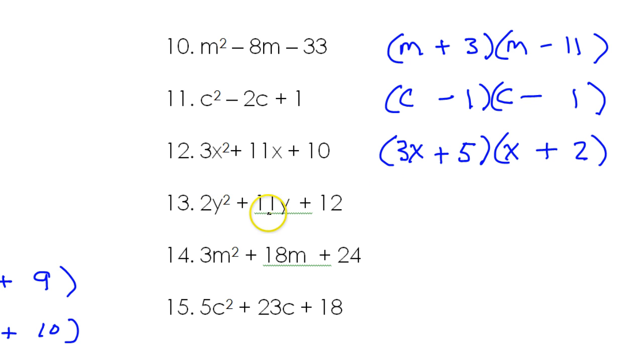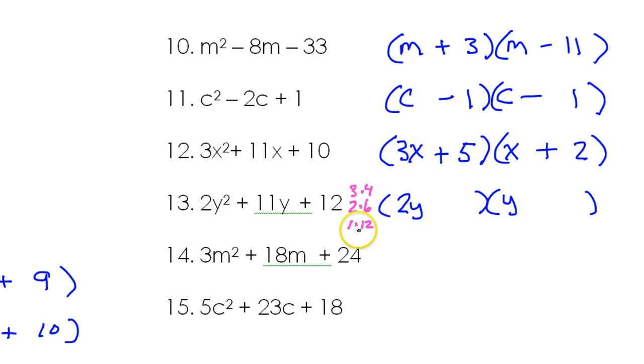Okay, look for a GCF. 11 is prime, so no. Okay, so binomial times binomial. First term is 2y squared. That can only factor as 2y times y. Now the third term is 12. So 12 can either be 3 times 4, or it could be 2 times 6, or 1 times 12.